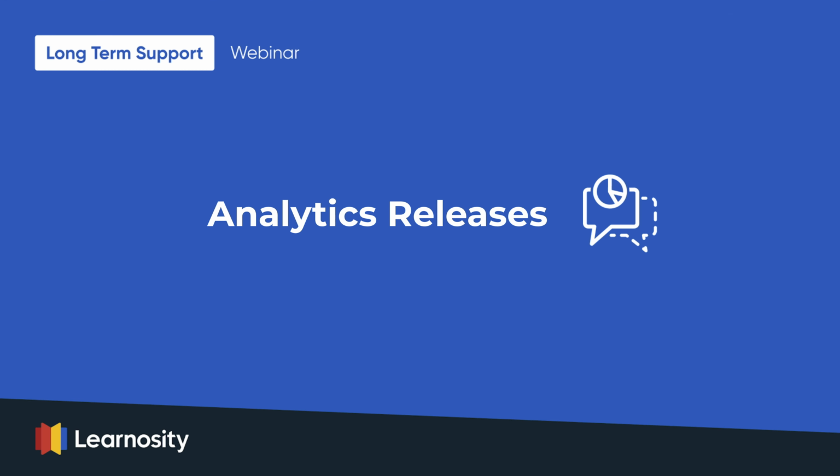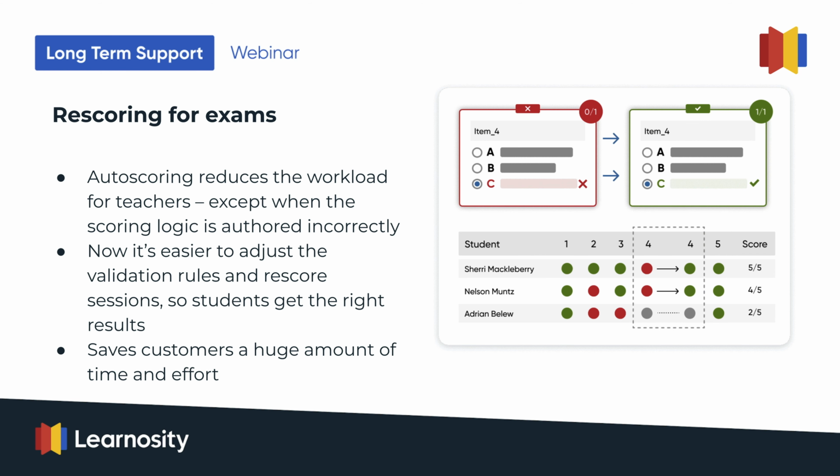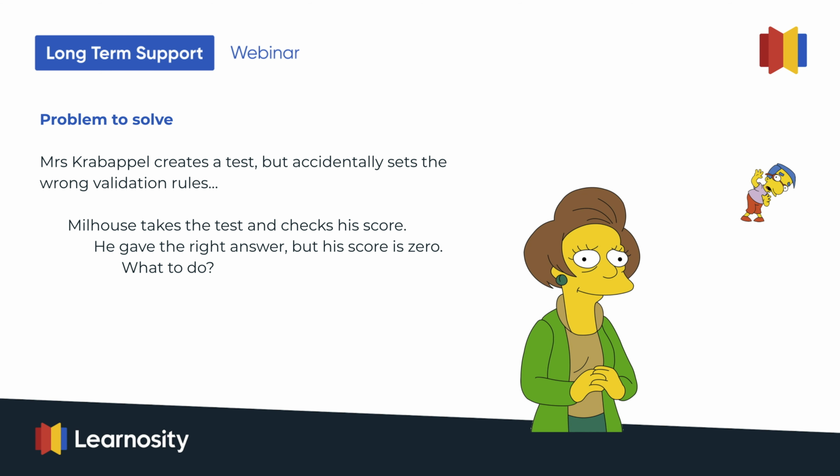And last but of course far from least, in today's webinar we're going to look at our data and analytics release and see that it contains really the star, I suppose, of the latest LTS. And what we're talking about is rescoring. So auto scoring, we know, can be a major time saver for teachers or for customers. But when the scoring logic is maybe authored incorrectly, things can go a bit tricky. Now, it's easy to adjust the validation rules and rescore exams so that students can get the right results. Now, we know this is going to save customers a huge amount of time and effort, but let's get into it a little bit and have a look at why and when you might want to use this.